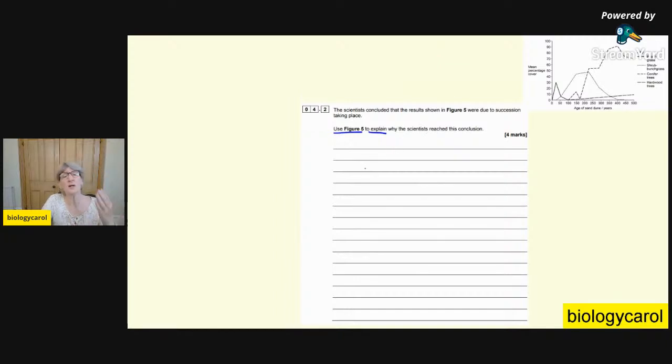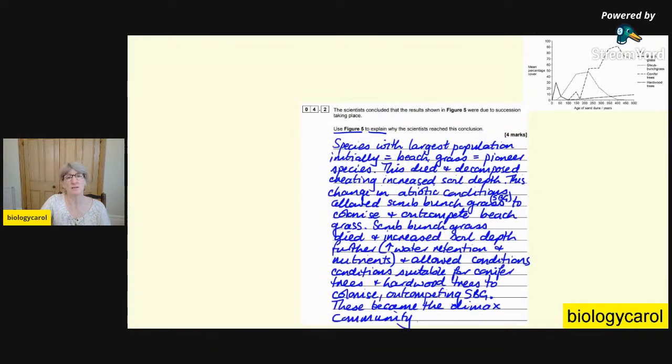Okay, so here am I about to launch into my description of succession using that graph to demonstrate that this is succession. So I'm thinking all my terminology. I'm thinking pioneer species. I'm thinking less hostile, abiotic factors changing. I'm thinking climax community. So here is my answer.